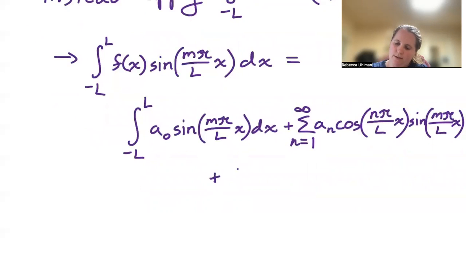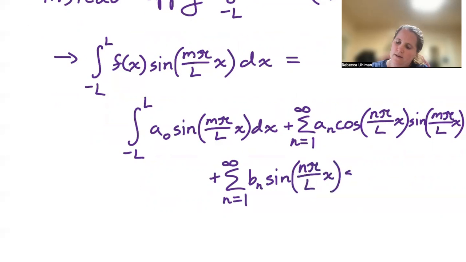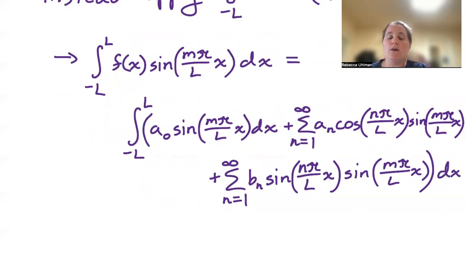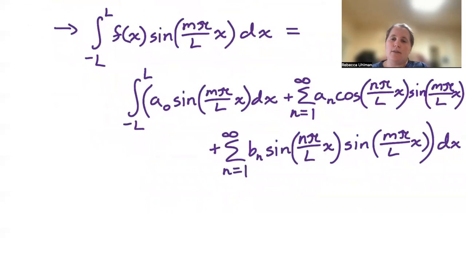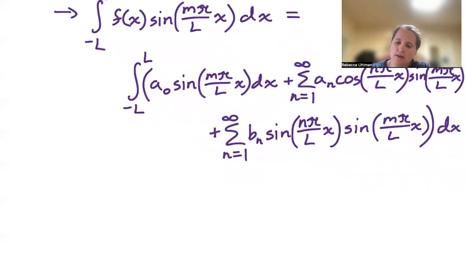Then we have plus the sum from n equals 1 to infinity of b sub n times sine of n pi over L x times sine of m pi over L x. That whole thing then followed by dx. Once again, on the right-hand side, the only term that will be remaining is the sine m pi over L x times sine m pi over L x.